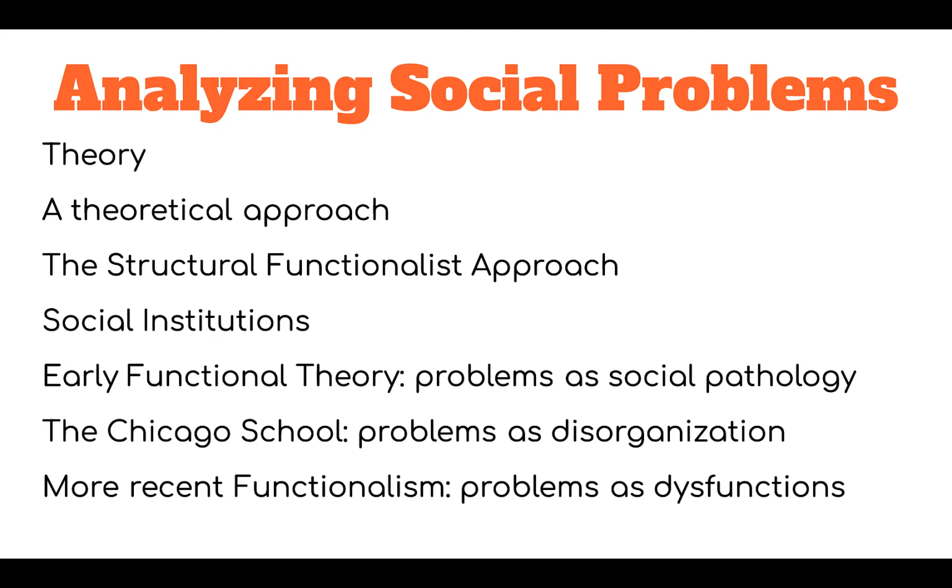Just to define, social institutions are something we're going to talk a lot about in this class. They are these major spheres of social life, or social subsystems, that are organized to meet basic human needs. An example of a social institution is education. You're doing it right now.